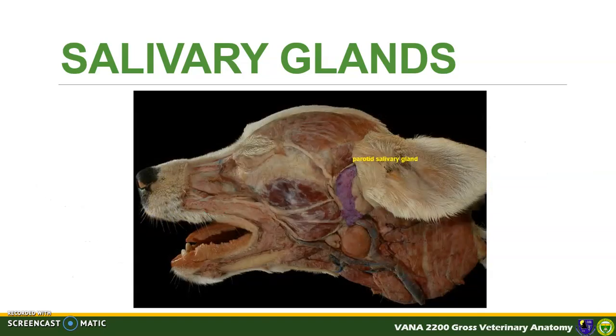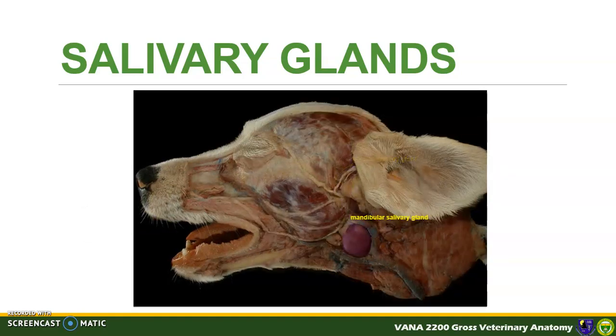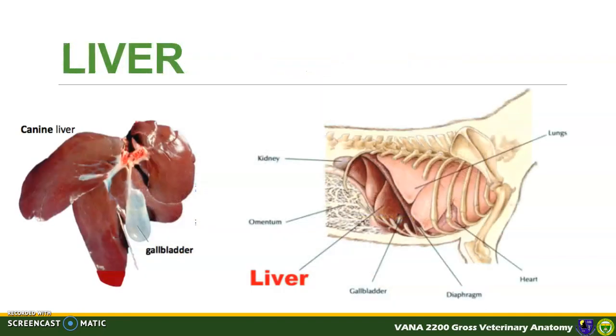Grossly, here is the parotid salivary gland located ventral to the ear, and the mandibular salivary gland ventral to the parotid gland near the angle of the mandible. The next organ is the liver. The liver is the largest gland in the body with both endocrine and exocrine function.